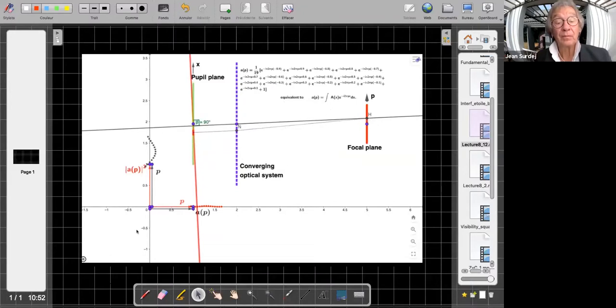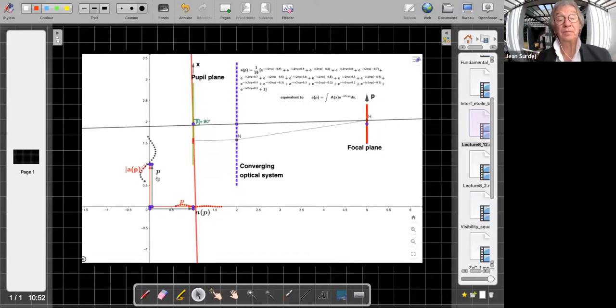Now here below, what we have represented here are two orthogonal views of the same effect. In fact, AP, which is a complex amplitude in the focal plane, represented horizontally by means of the black dots as a function of the P coordinate in the focal plane.